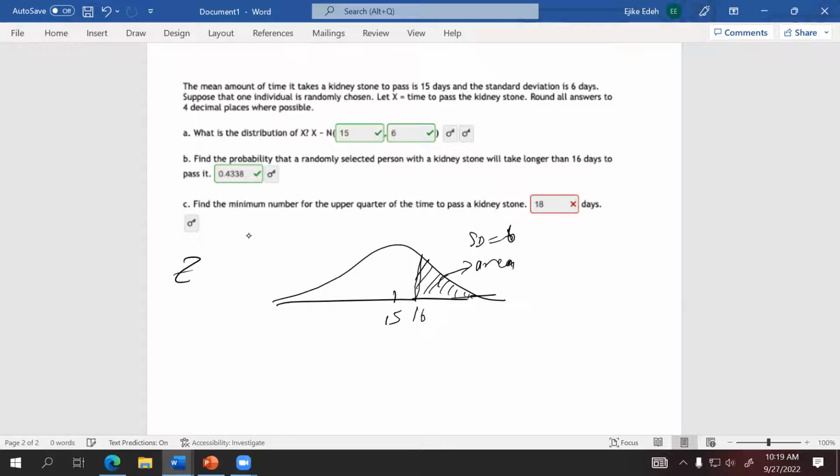Our Z value is given as data minus the mean, divided by the standard deviation. Z is what we are looking for in this case. We know that the data point is 16, the mean is 15, and the standard deviation is 6. So we solve this very quickly. That will be 1 divided by 6, which gives us 0.1 or something.